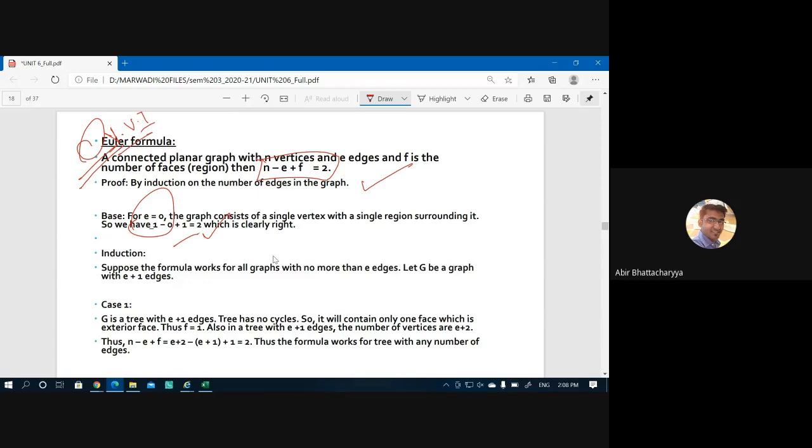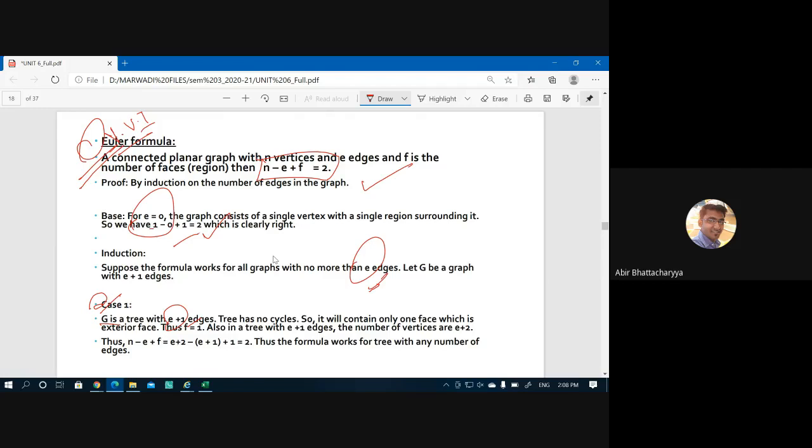Similarly, I'm expecting that this is true always for e number of edges. So what we have to prove is it for e plus 1 number of edges. We make some cases. The first case is when G is a tree. When G is a tree with e plus 1 number of edges, there is no cycle. It contains only one face, which is the exterior face. Every tree has only one face.